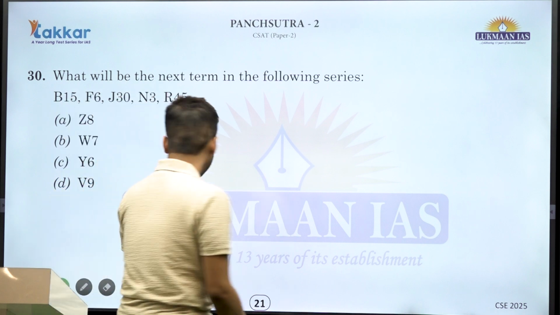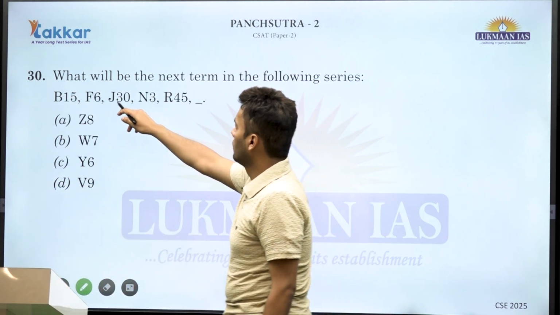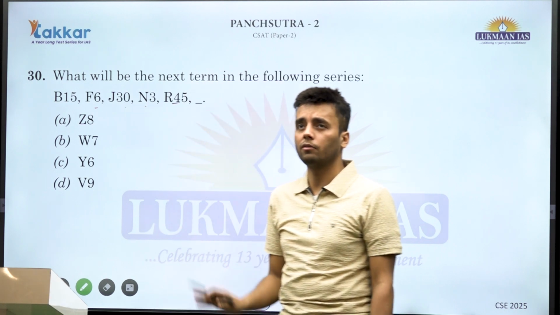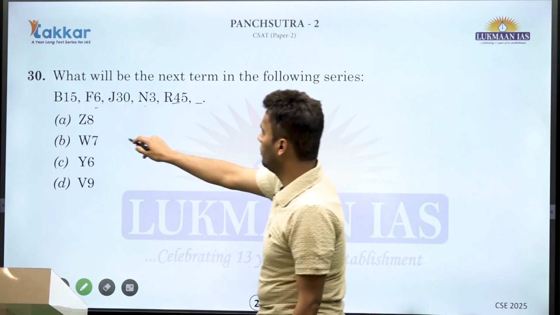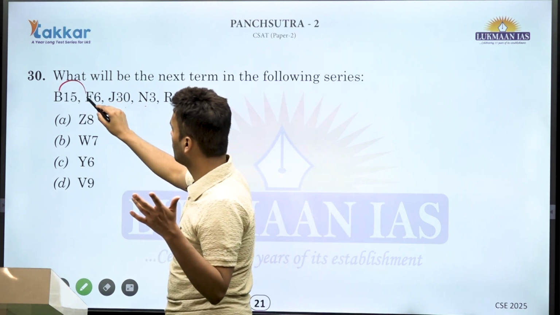Now let's move to 30. This is an easy sequence question: B15, F6, J30, N3, R41. We need to find the next term that follows the sequence. From B to F, how many jumps are there? B, C, D, E, plus 4 jumps.